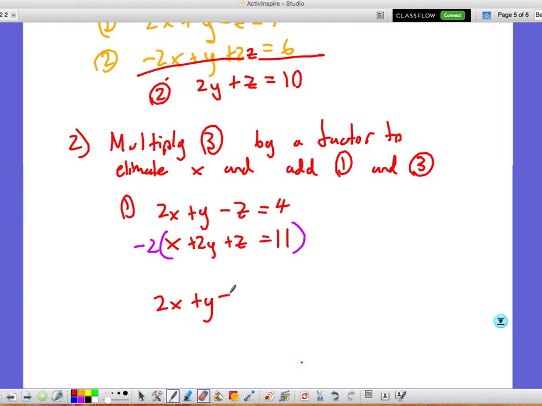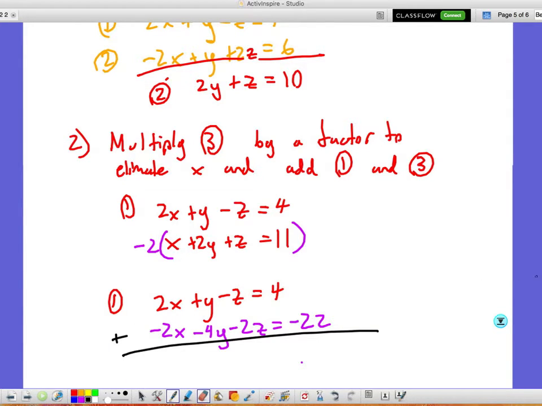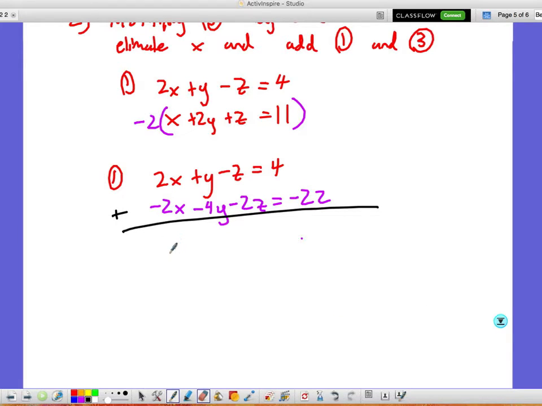Again, I'm going to write the second equation here. The first equation, here's the first equation. Now, when I multiply everything by -1 in the second equation, I'm going to get -x minus 2y minus z is equal to -11. Okay, let's go ahead and add this together. So what I get here is 0. Y minus 2y is -y. Z minus z is 0. And then 4 minus 11 is -7.